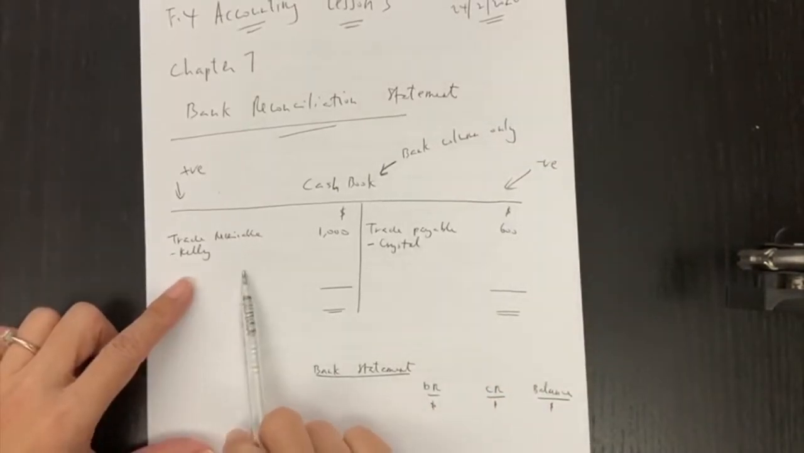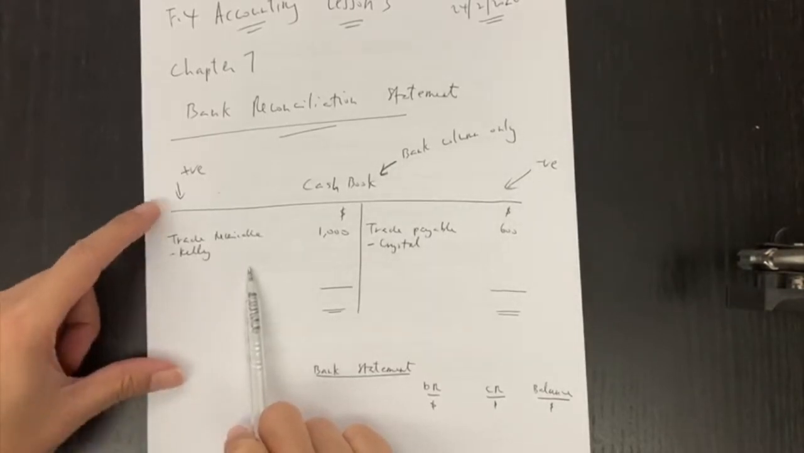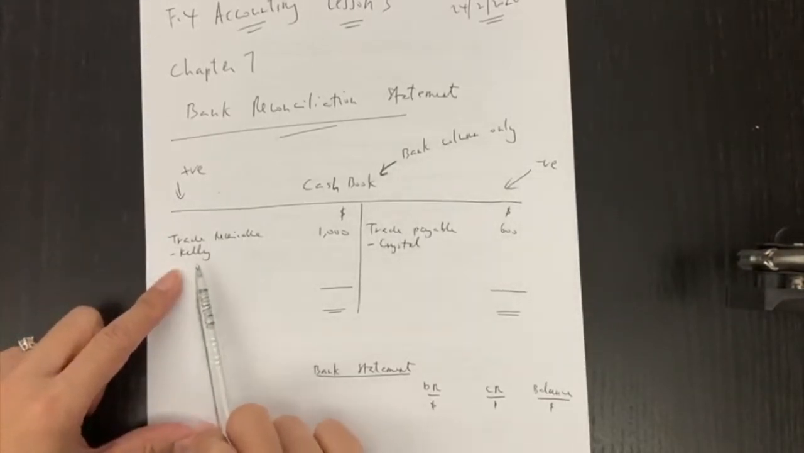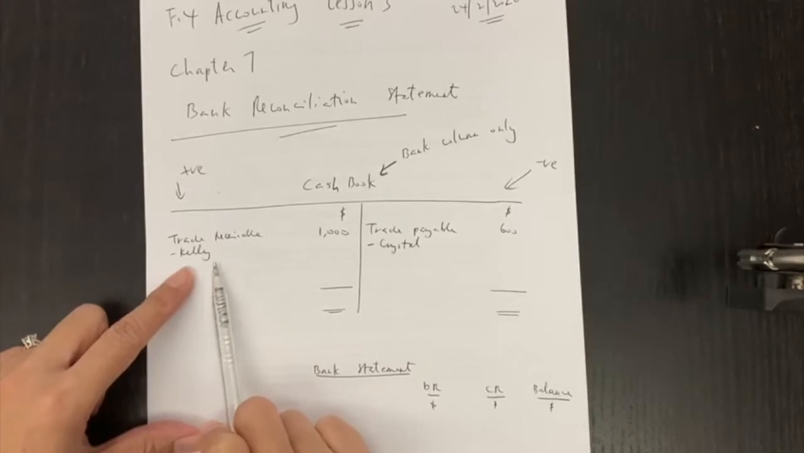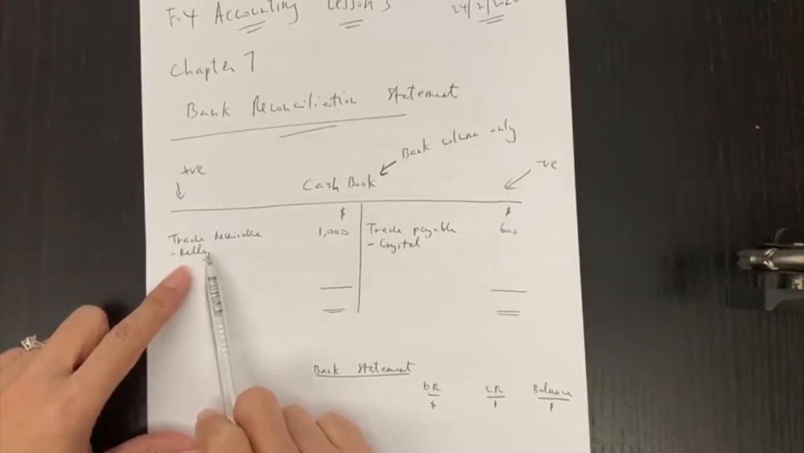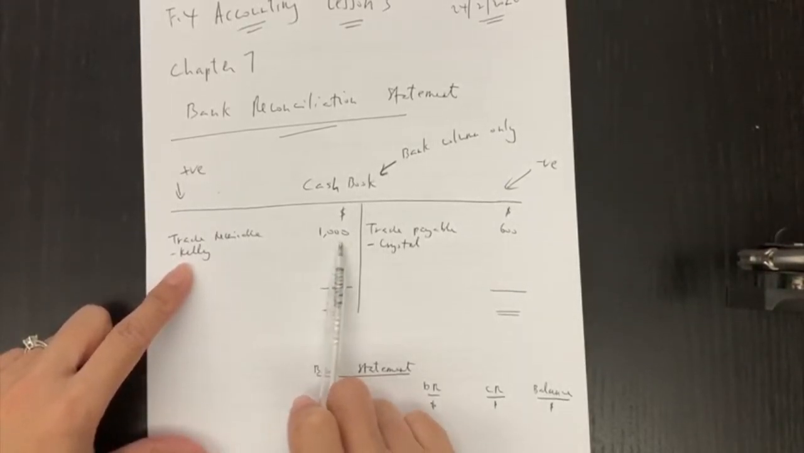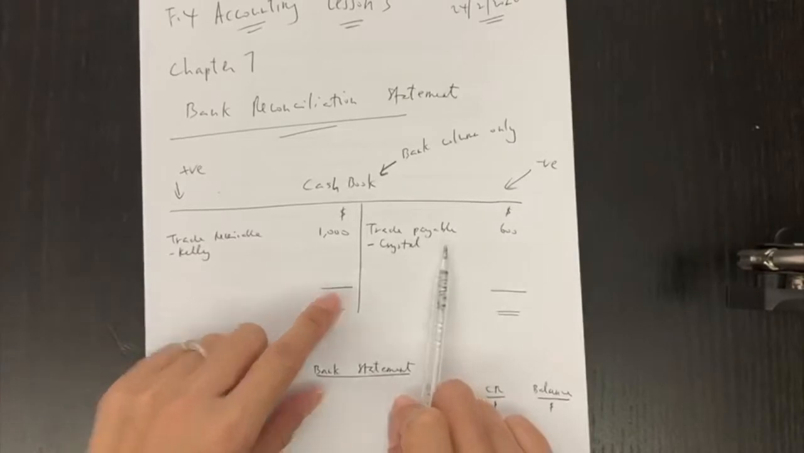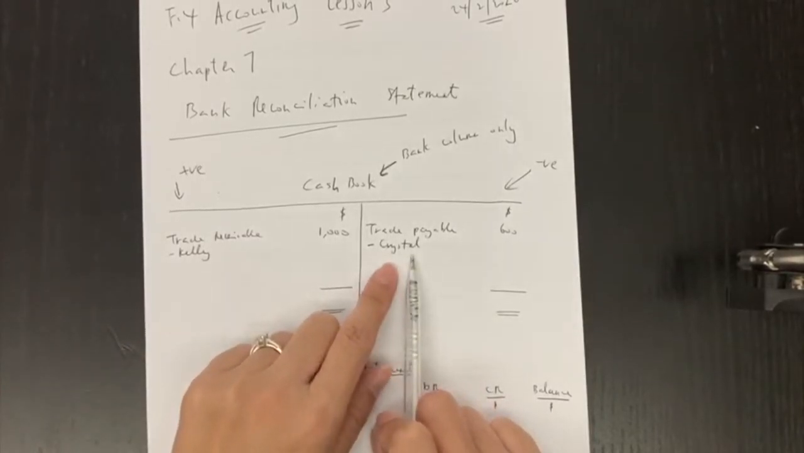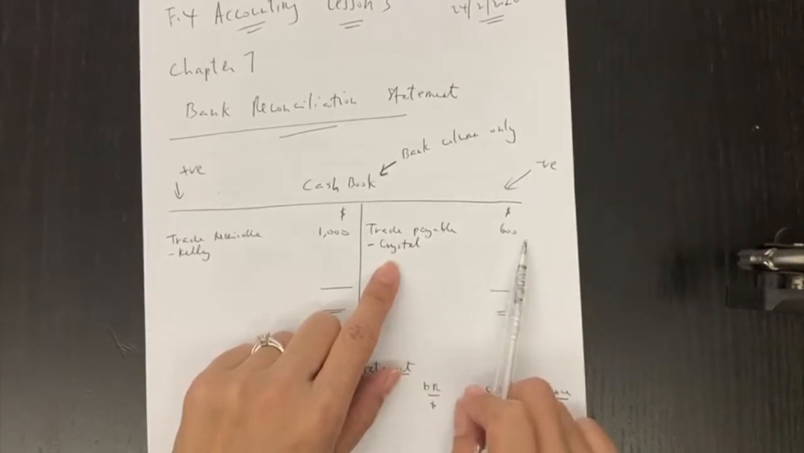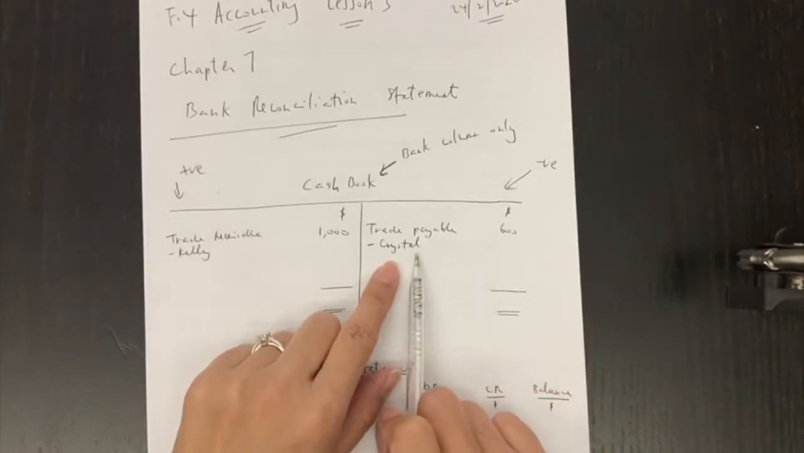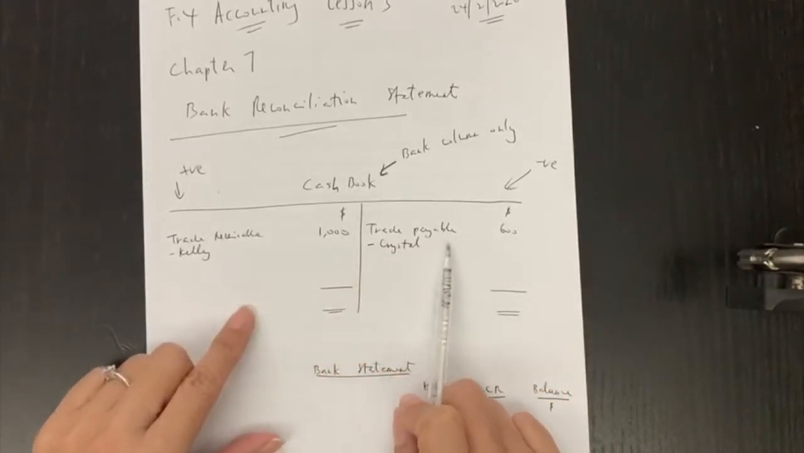Okay, so here we have an example on the debit side of the cash book. That means we receive a check from Kelly. Who is Kelly? Kelly must be our customer, which is the same as a trade receivable. Let's say we receive 1,000 from Kelly. At the same time, who is Crystal? Here, Crystal is our supplier, and let's say we have to pay 600 to the supplier, which is also a trade payable.